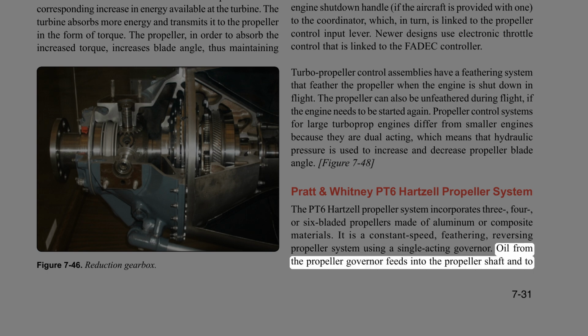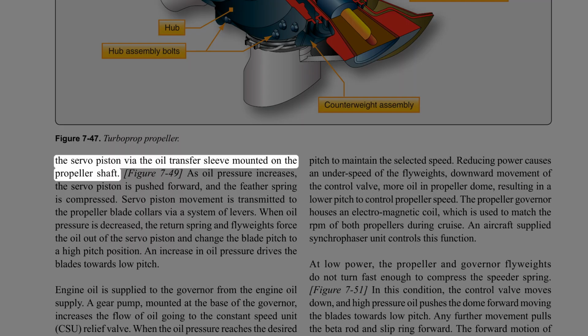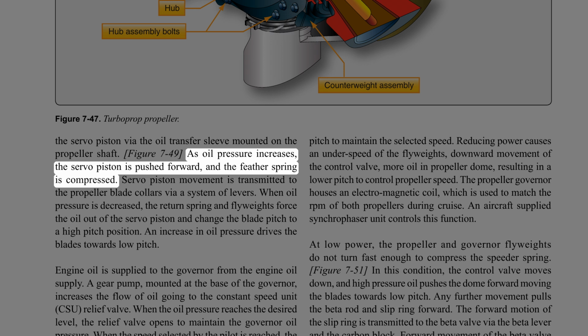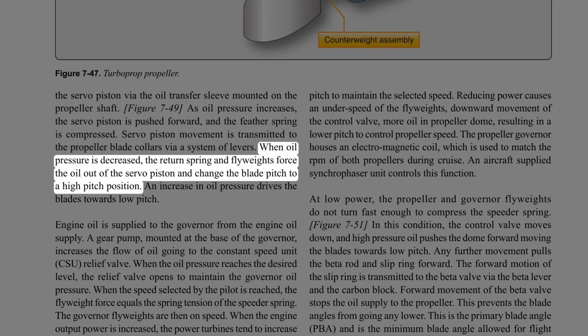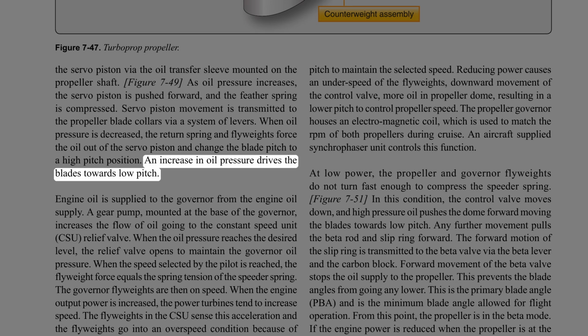Oil from the propeller governor feeds into the propeller shaft and to the servo piston via the oil transfer sleeve mounted on the propeller shaft. As oil pressure increases, the servo piston is pushed forward, and the feather spring is compressed. Servo piston movement is transmitted to the propeller blade collars via a system of levers. When oil pressure is decreased, the return spring and flyweights force the oil out of the servo piston and change the blade pitch to a high pitch position. An increase in oil pressure drives the blades towards low pitch.